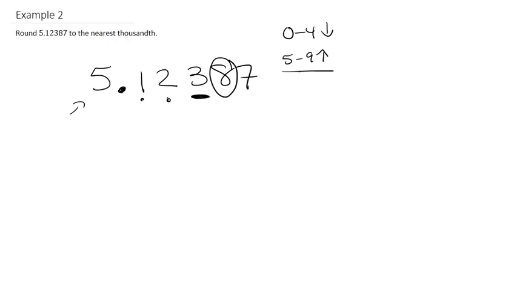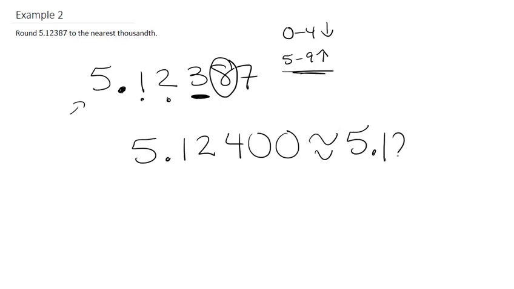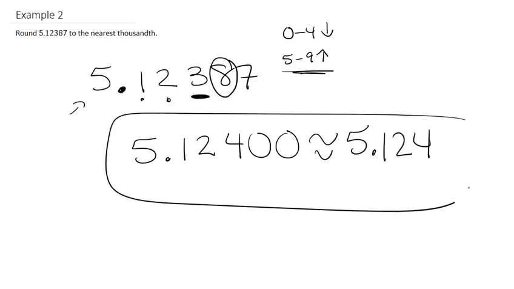And we see that it's between 5 to 9, that 8. So we need to round up that 3. So our new number becomes 5.124. Now we could put 2 zeros after the 4, but this is the same as if we just put 5.124. Either answer shows that these are the same. You don't actually have to put those zeros at the end. So you could just write it like this to the right. Either answer would be correct. Now let's go over another example.